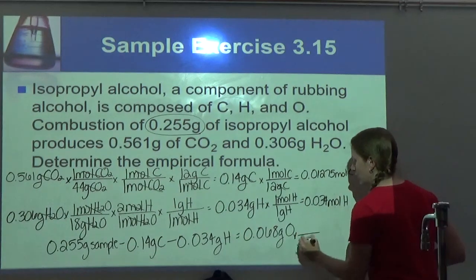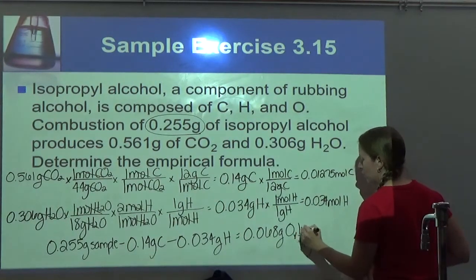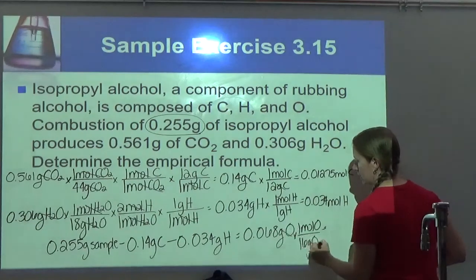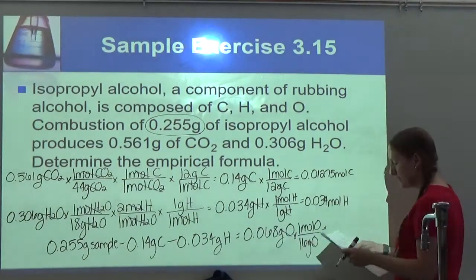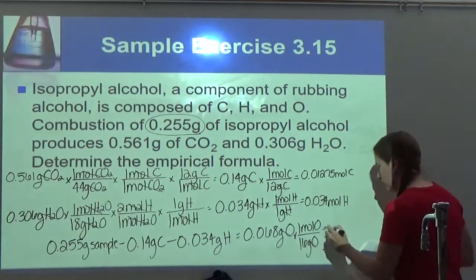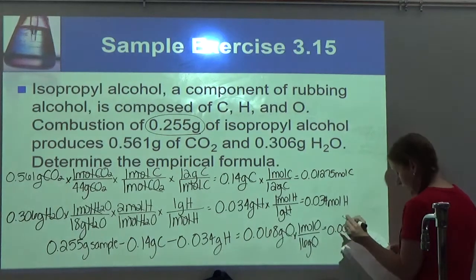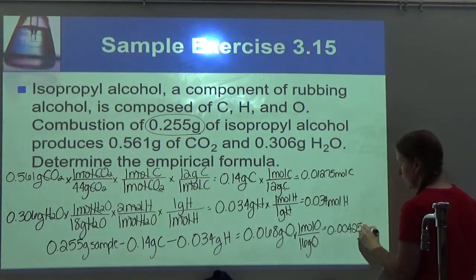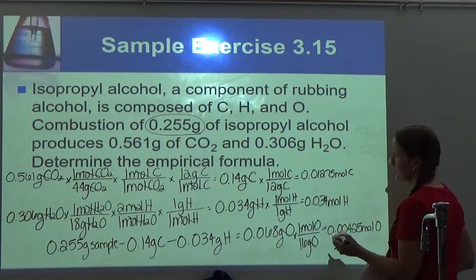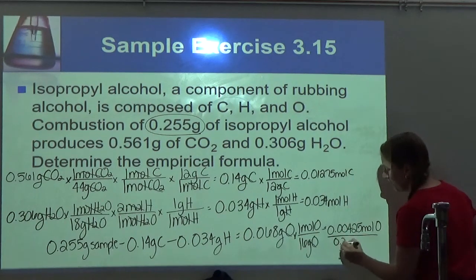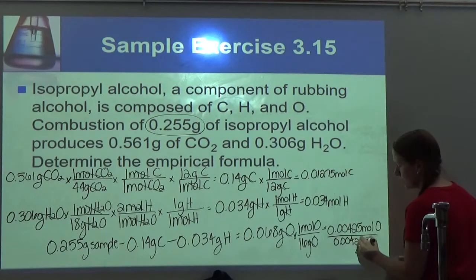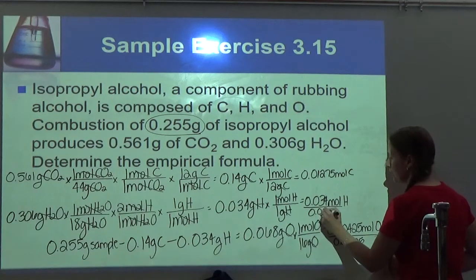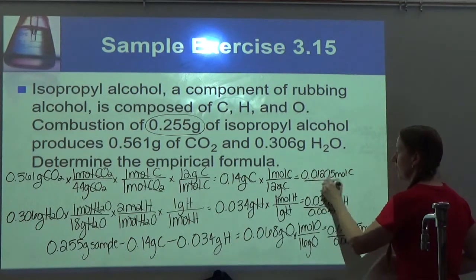And then for oxygen, we know 16 grams is 1 mole. Whoops, cancel out all my units. And for that one, I got 0.00425 moles of oxygen. Ooh, went out a lot of decimal places there too. So I divide by the smallest, which is the 0.00425. So I divide each of them by the 0.00425.